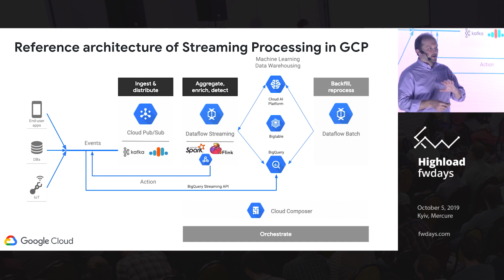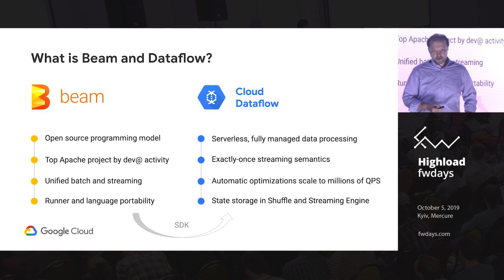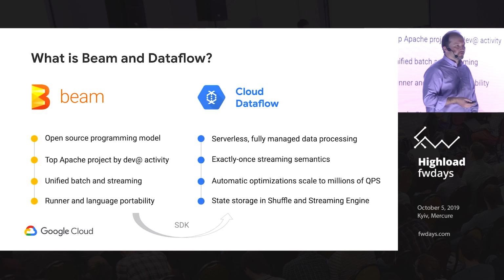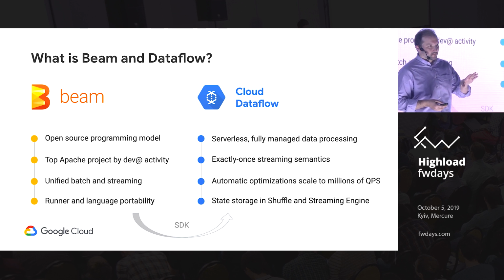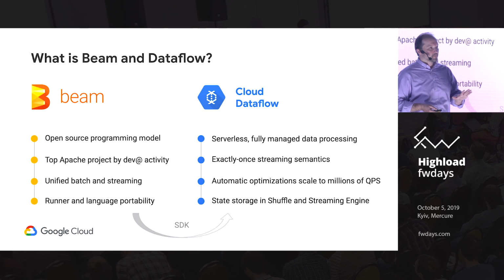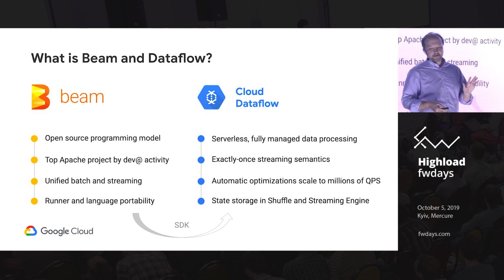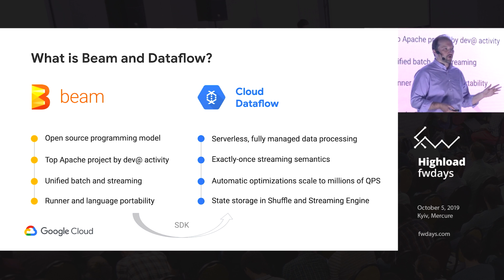Lastly, we also have an orchestration service called Cloud Composer. I mentioned Beam and Dataflow. Let me quickly show you the differences between the two. Beam is the Apache Beam project, the SDK. So this is the equivalent of Spark or Flink. It's one of the top projects.